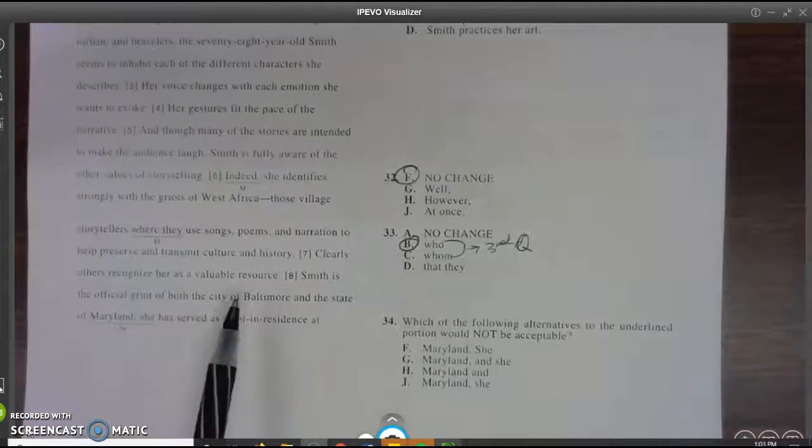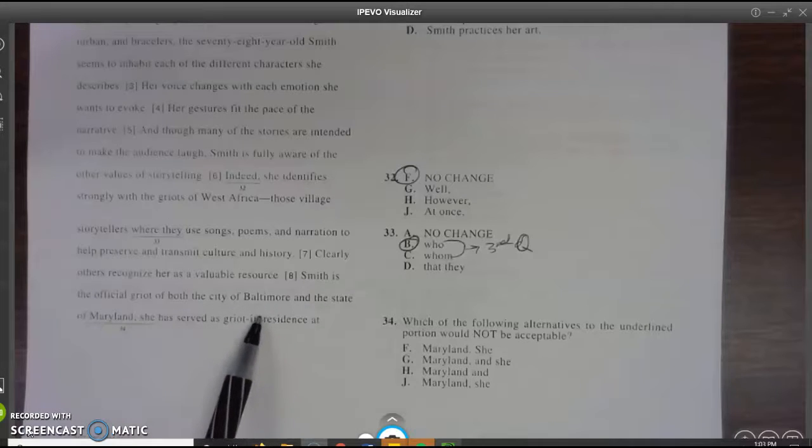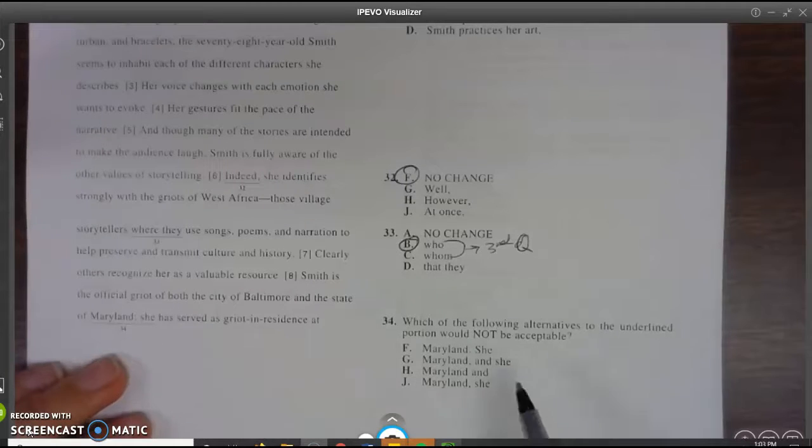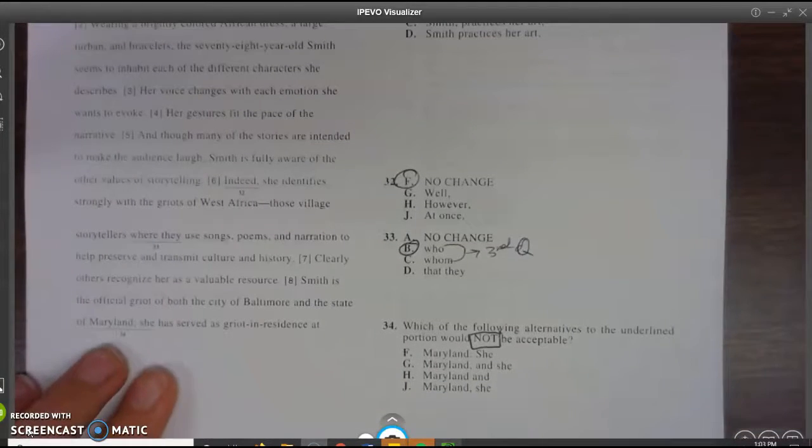Clearly, others recognize her as a valuable resource. Smith is the official griot of both the city of Baltimore and the state of Maryland. She has served as griot in residence. Okay, which of the following alternatives to the underlined portion would not be acceptable? So pay attention to the nots. Make sure you pay attention to that. That's where I make the most mistakes.